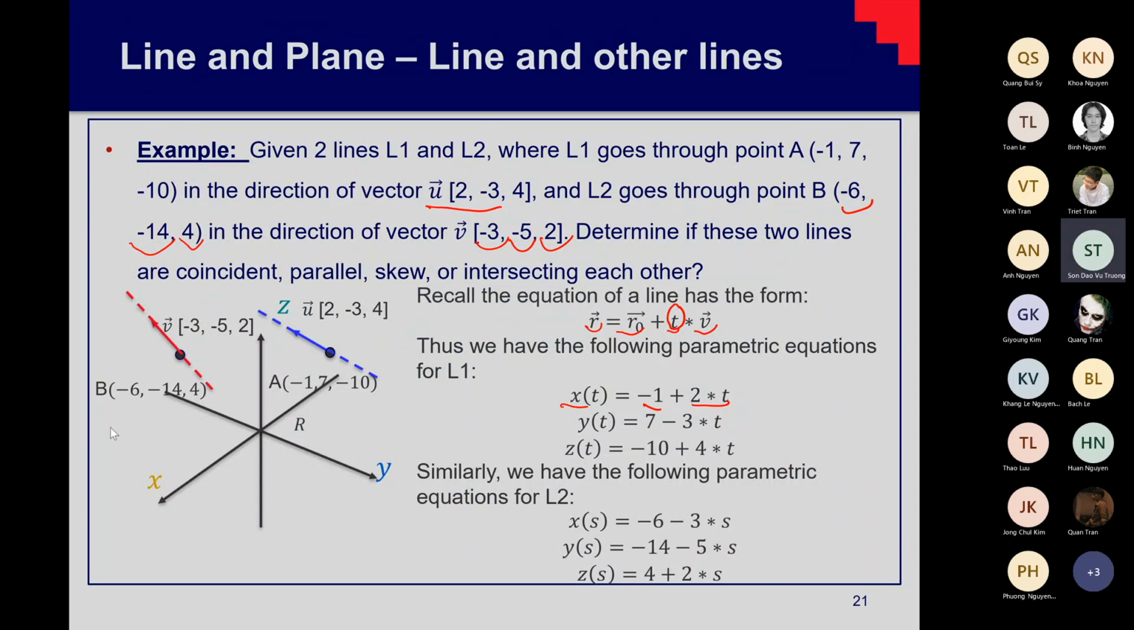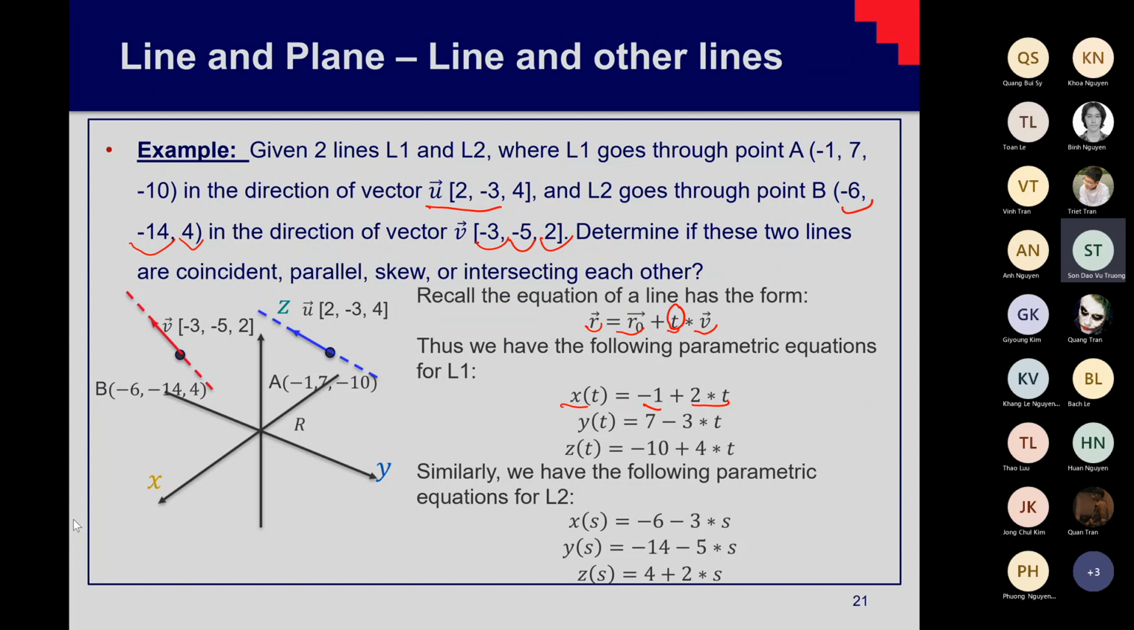next we will determine whether they are parallel first. The parallel case will be easy; usually it is the easiest to determine. If they are parallel, the directional vectors should be parallel too. If they are not parallel, then they are also not coincident. If they are neither parallel nor coincident, then we set the equations equal and solve for the parameter values.